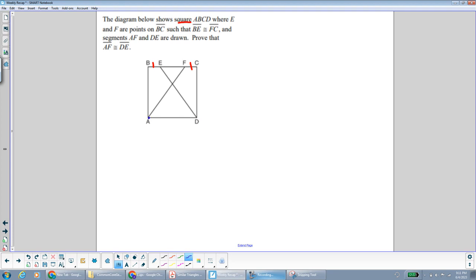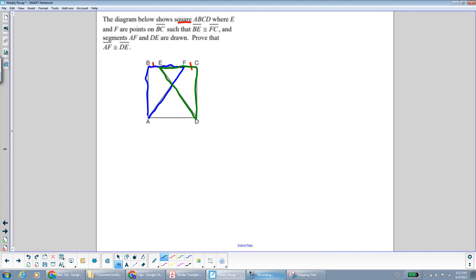So notice that AF is the side of this triangle over here, and DE is the side of this triangle over here. So a lot of times in quadrilateral proofs, it comes down to proving triangles congruent or similar. Since I want to prove AF congruent to DE, I don't want to prove a proportion or a product. I want to prove sides of the triangles congruent. That tells me this is going to be CPCTC. Corresponding parts of congruent triangles are congruent. So before I can use that, I first need to prove the triangles congruent to each other.